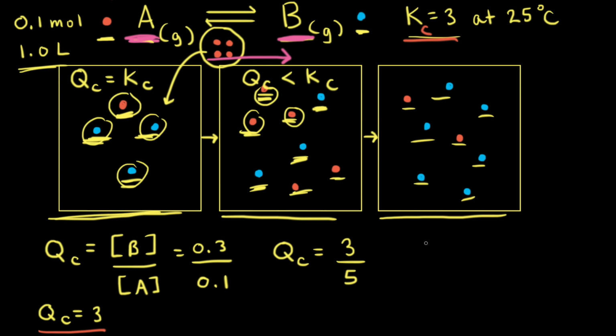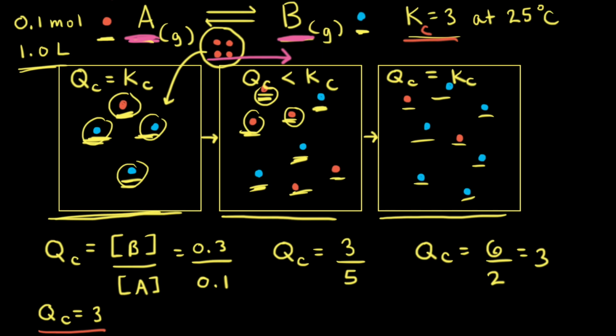And if we calculate Qc for our third particulate diagram, it'd be equal to 6 divided by 2, which is equal to 3. So at this moment in time, Qc is equal to Kc. They're both equal to 3. So equilibrium has been reestablished in the third particulate diagram.